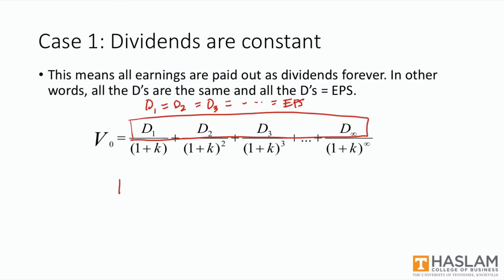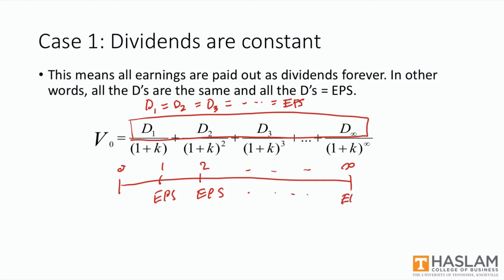Now moving to a timeline. We'll see a series of constant EPS amounts here, and we should know by now that that timeline is simply a perpetuity, and the value of a perpetuity is the perpetuity amount divided by the discount rate, and so V0 in this case becomes EPS divided by K.